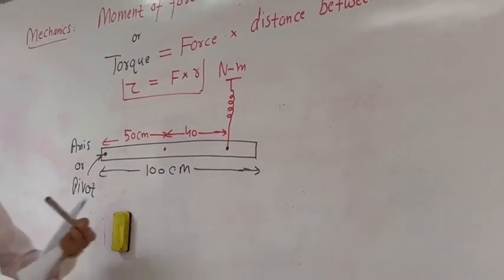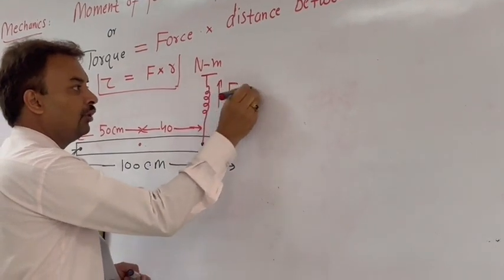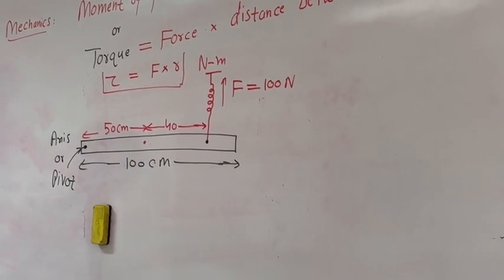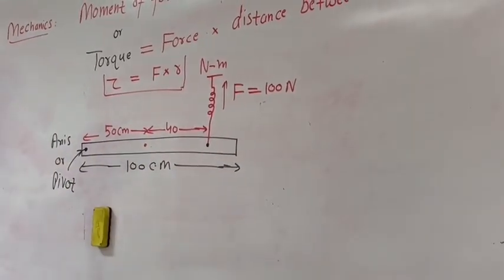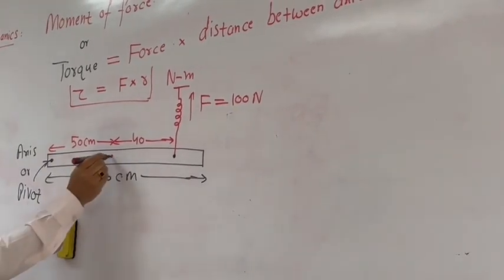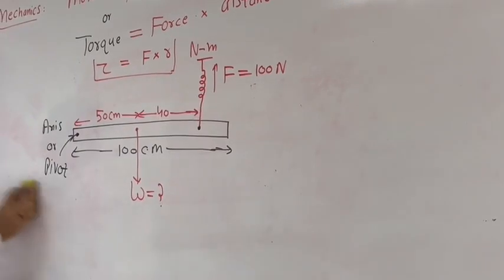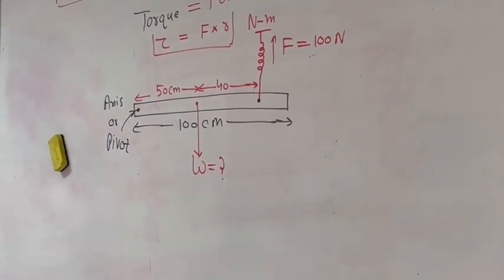The spring is applying a vertical force, F is equal to 100 Newton. The reading in the spring is 100 Newton. Now we have to find out the value of W here. What is W? What is the value of W?